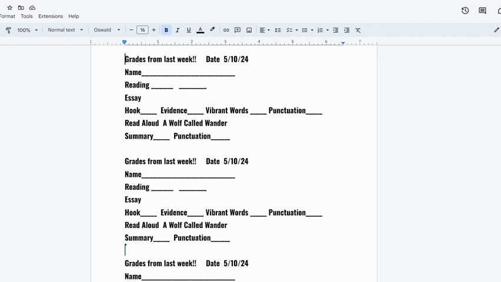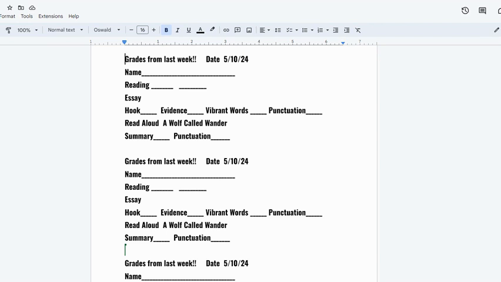I think it's really important when we bother to assess that students actually get feedback and they get to see what that assessment looks like. And I know they can look at their grades on Google Classroom, and I often direct them to do that as well. But I want to give them a little paper every Monday on what their grades for the past week were so they can celebrate and set goals. And so if you look at the essay section on this little strip of paper that each student is going to get, it was their hooks, and it was their evidence, and it was their vibrant words and their punctuation that they got graded on. And that will let them know what they have to do next week to do even better, but also what they can celebrate as well.